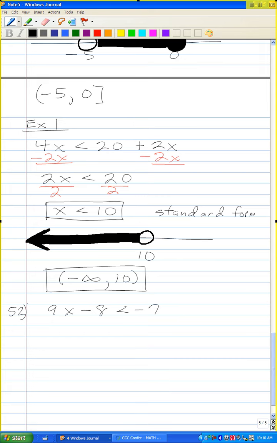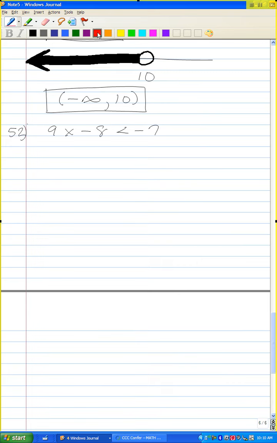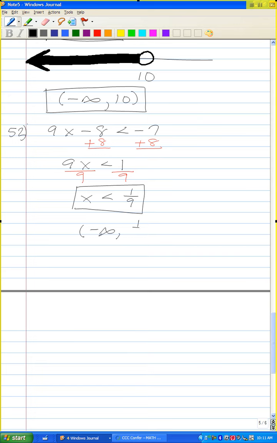So let me use the additive property of inequality to isolate my x on one side of my inequality. So let me add 8 to both sides of my inequality. So I get 9x is less than 1. Let me use the multiplicative property of inequality to solve this inequality for x. So I'll divide both sides of my inequality by the positive constant 9. And so x is less than 1 over 9. This is the open interval from negative infinity to 1/9.